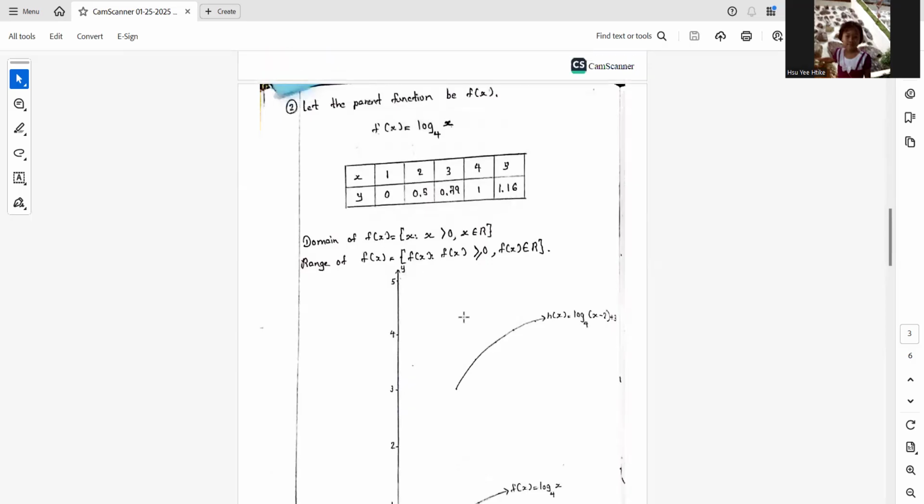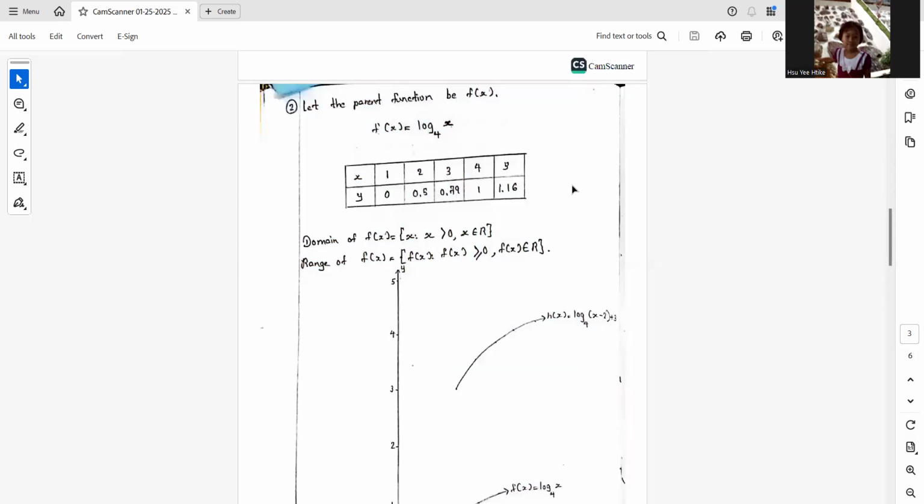For question number 2, the question is: describe what happens to the domain and range of a logarithmic function under both a horizontal and a vertical translation. Support your explanation with diagrams. For question number 2 also, I let the parent function be f of x, where f of x equals log x base 4. I put in the values of x and the values of y came out as I have written in this table.